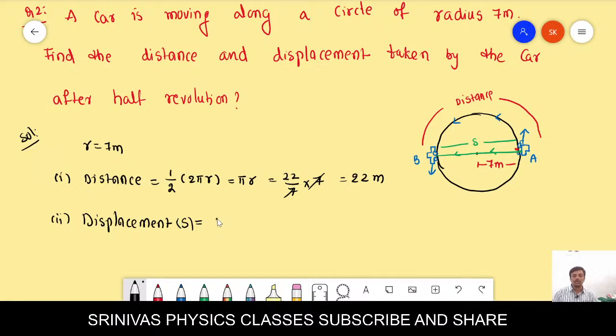That is equal to 2r. It is double the radius. This is the radius, and this is also radius. Is it correct? Then we write 2r. That is the displacement. 2 into r, with r being 7, you will get 14 meters. Right, students? Okay. One homework I will give, then after that I will close.